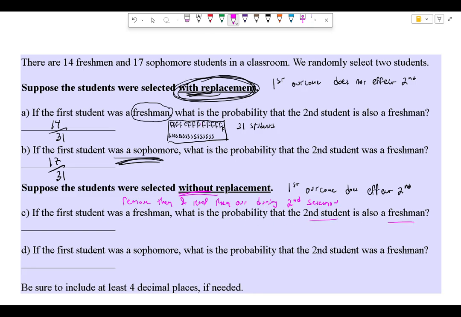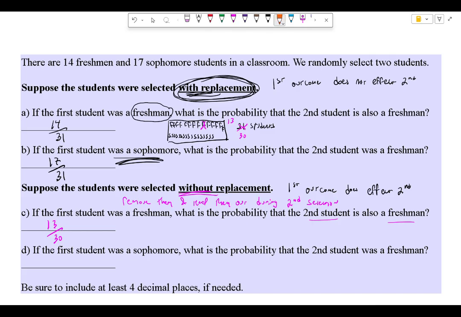Well, if we look back at our classroom that I drew for part A, if we take out one random F for the first selection, that means that we now have only 13 freshmen out of a total of 30 students left. Because we took out the first student, we removed them from the population, and we kept them out during the second selection. So it changes our total, and it changes how many freshmen there are in the room.